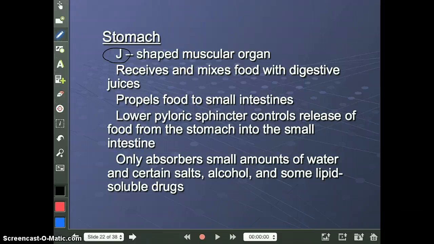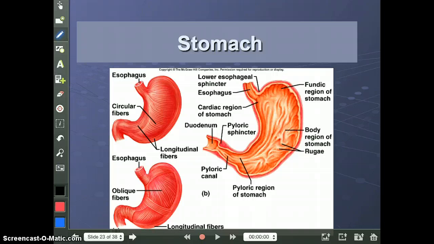Now, its job is to propel the food that it receives, along with mixing the food, breaking it down into smaller and smaller pieces until it gets into the small intestine, where it's going to start the main job of absorption. But it does start some absorption: very, very small amounts of water, salts, alcohol, and some lipid drugs you're going to see actually start to be digested and absorbed in the stomach.